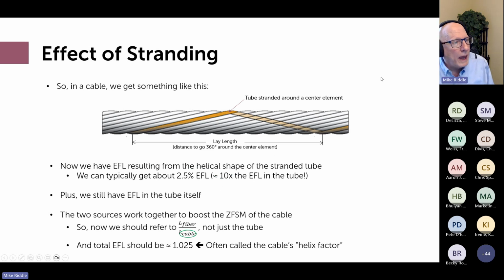So in a real cable, we get something that looks like this. Let's say this is a tube and it's been stranded around a center element. So now we have the EFL that results from the helical shape of the stranded tube. And it turns out that mathematically, that's going to be about 2.5%. So roughly an order of magnitude more than the EFL that we got in just the tube alone. And these two sources work together and thereby boost our zero fiber strain margin of the cable.